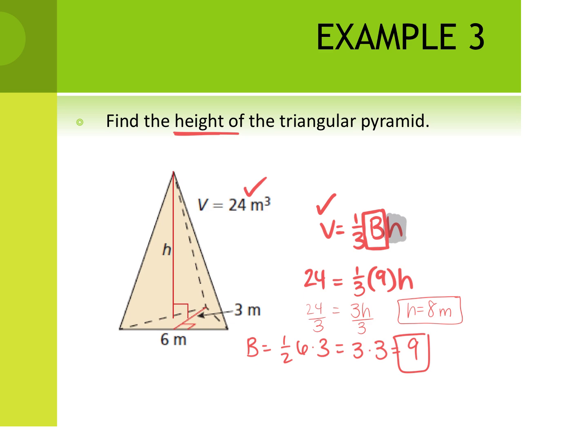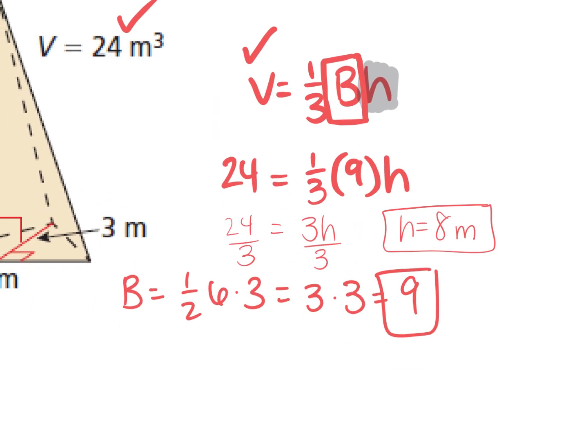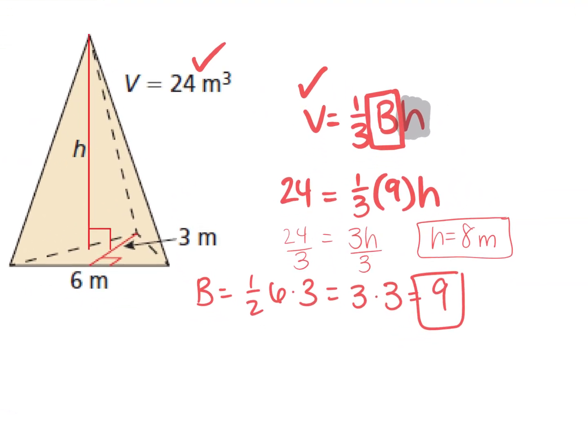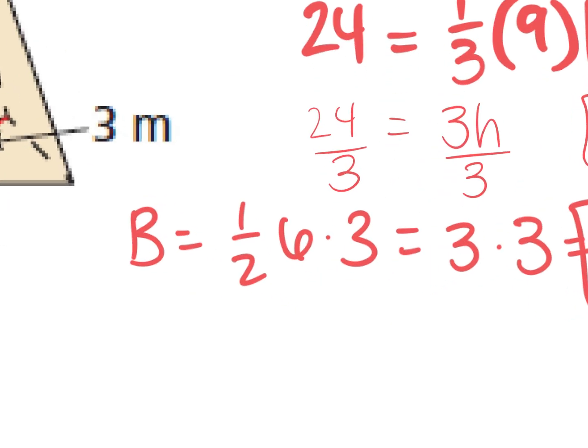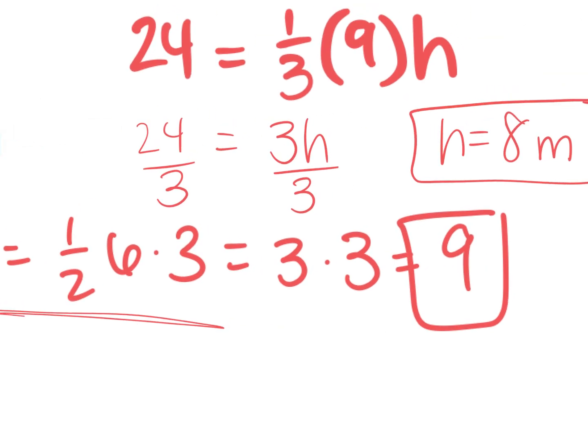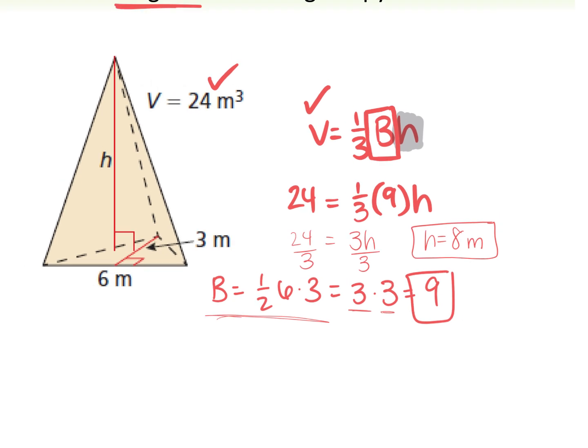Waiting. What happened to the 6 feet? What? You mean 6 meters? Yeah. So that I used in my base formula, right? 1/2 times 6 times 3. Half of 6 is 3, so I'm multiplying 3 and 3, and I got 9. Cool? Yeah.